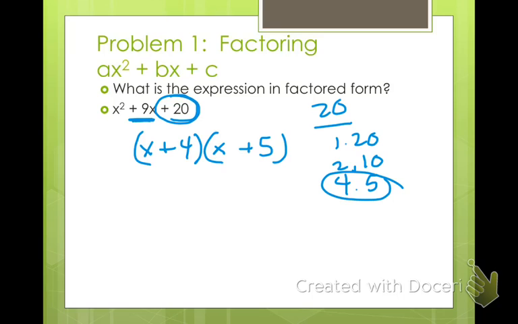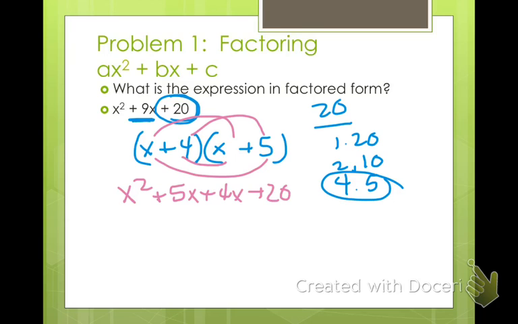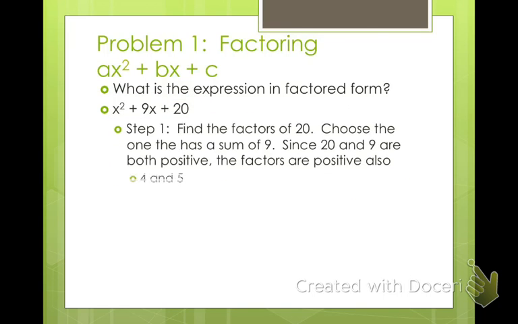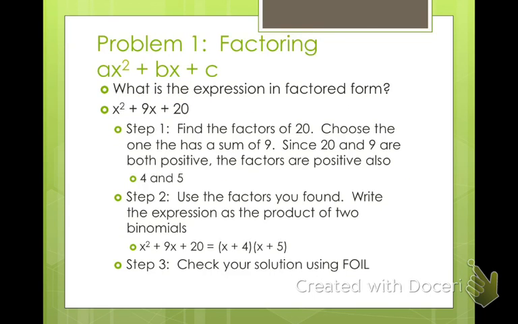So I'm going to go ahead and FOIL to make sure that I did this right. x times x is x squared, and then we add plus 5x plus 4x plus 20. Combine your like terms: x squared plus 9x plus 20. Is that the same as our original expression? It is. That means we factored correctly. Alright, so let's do another one.